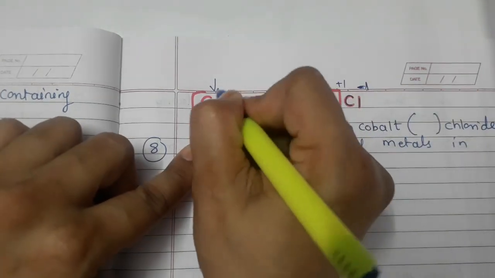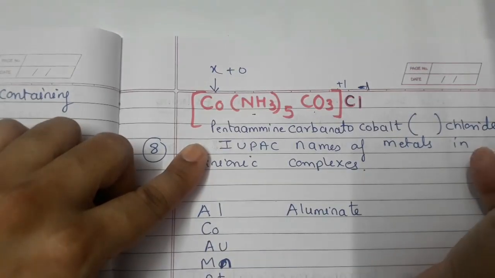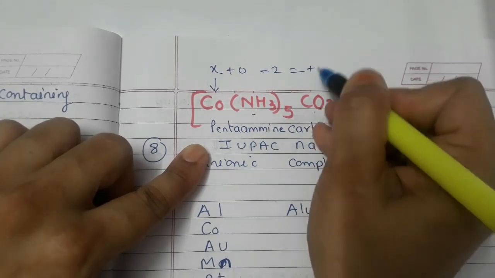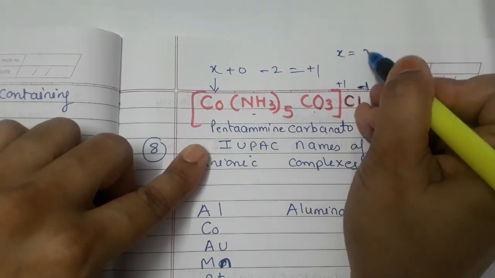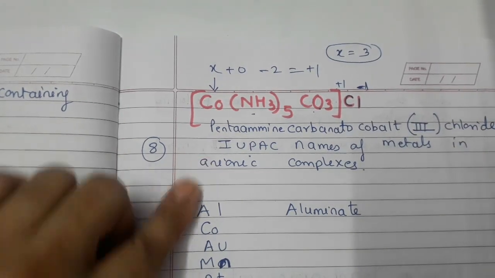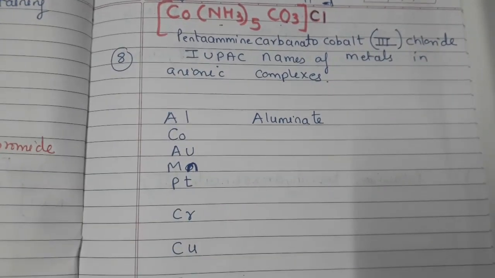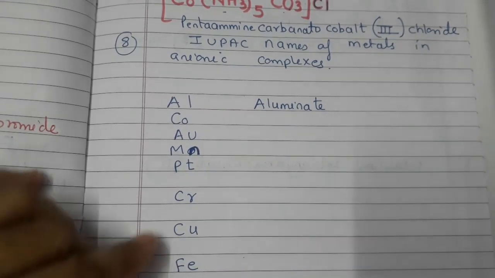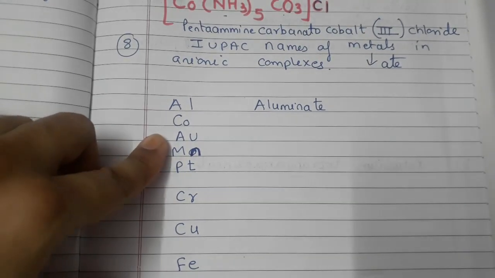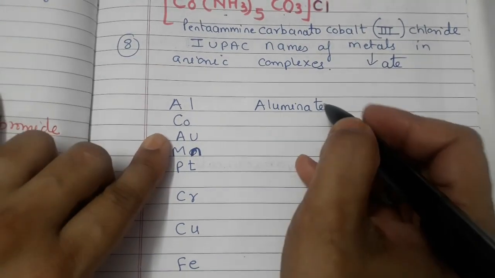Now what is the oxidation state of this? x plus 0, carbonato means minus 2 charge, is equal to plus 1. So yes, x is equal to 3. So I write here cobalt(III). Okay. Now the IUPAC names of the metals in the anionic complex. As in the anionic complex, the name ends with -ate, so we must know what their IUPAC names are.